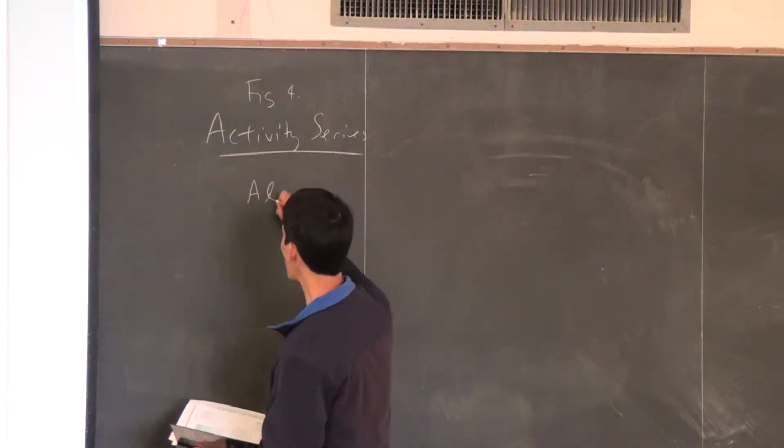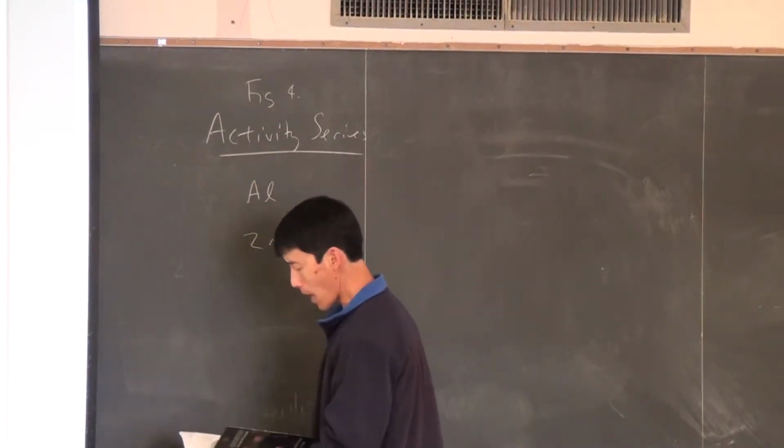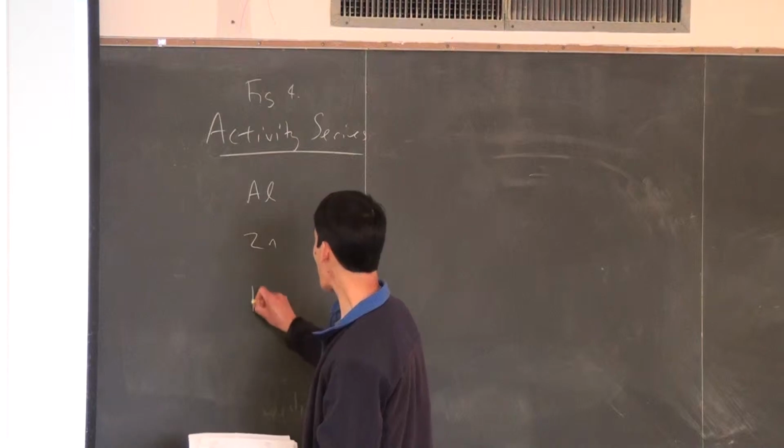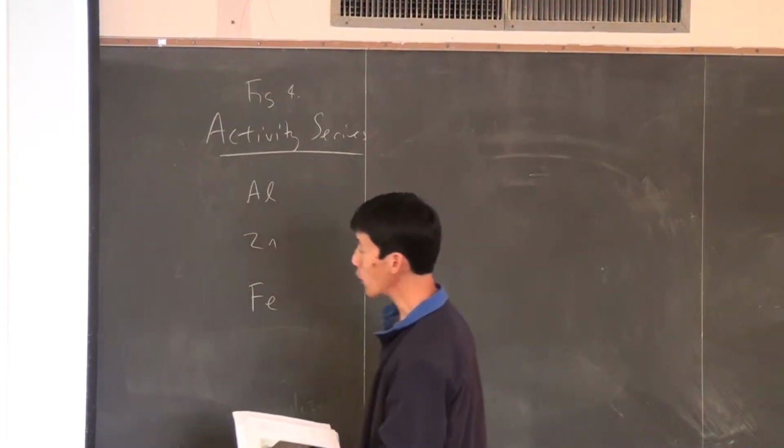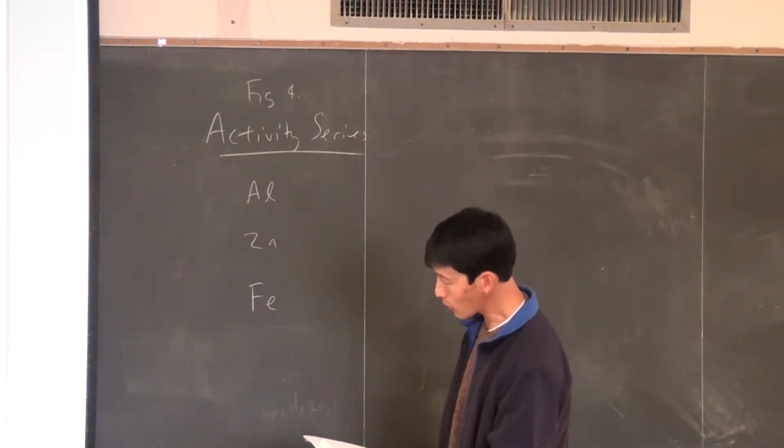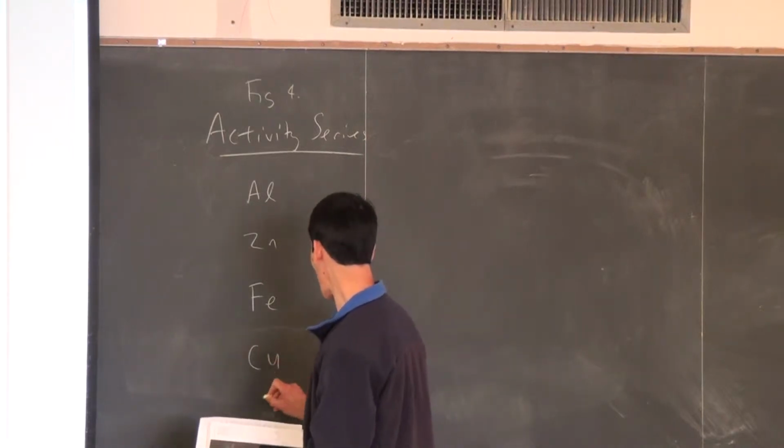So we have aluminum, followed by zinc, and then after that is iron. Let's see, is copper more active than silver, or is it the other way around? It turns out that copper is more active than silver.